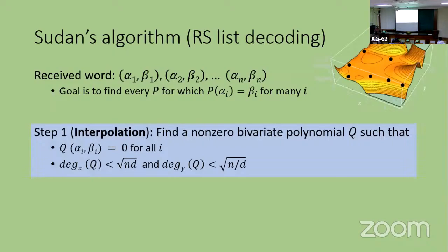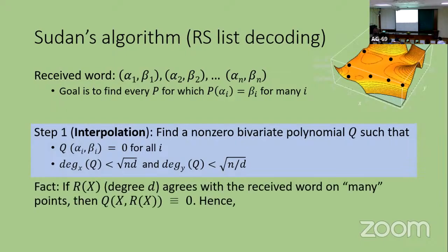So all the algorithms that I'll talk about today will have two big steps. The first step will be an interpolation. In this case, what Sudan thought of doing, inspired by Welch-Berlekamp but more general, was: first, find a non-zero bivariate polynomial Q which, number one, vanishes on all the input points, and number two, does not have too large degree. In some literature, you'll see this called an explanation polynomial. Find a bivariate polynomial that vanishes on all the input points. An illustration: the black points are the input points on some plane, and you find a bivariate polynomial that vanishes on all of them, and you want it to not have too large degree.